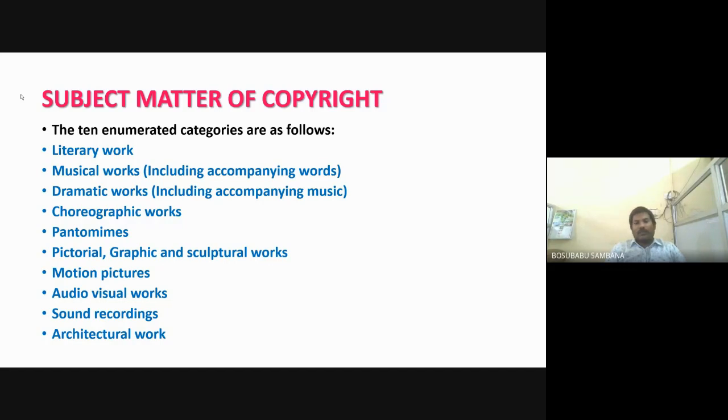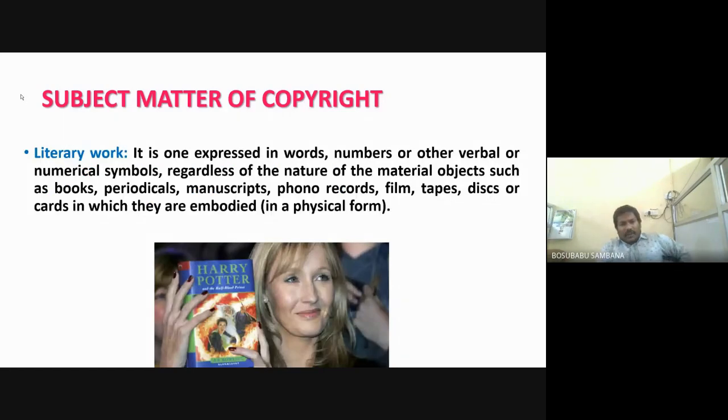Audio visual works, video visual works, and sound records, and architectural works like AutoCAD works, come under AutoCAD and design layout, building design layout, and design story, like story, script story. Any story comes under building design layout, building plan. All come under architectural works and subject matter of copyright.